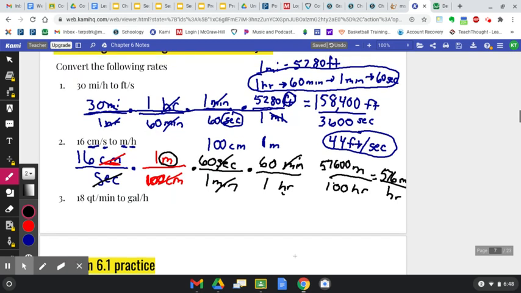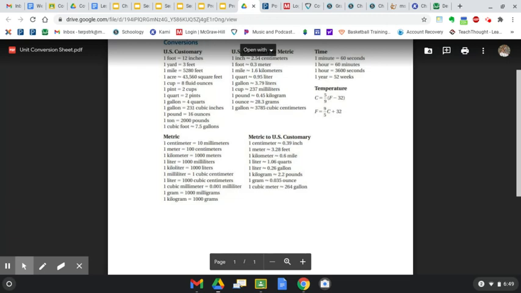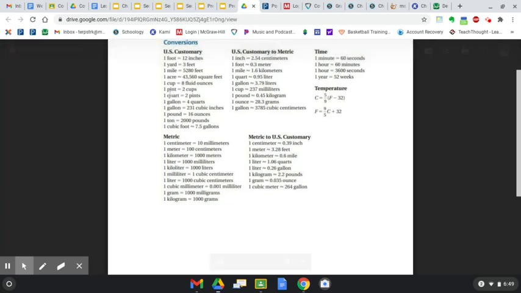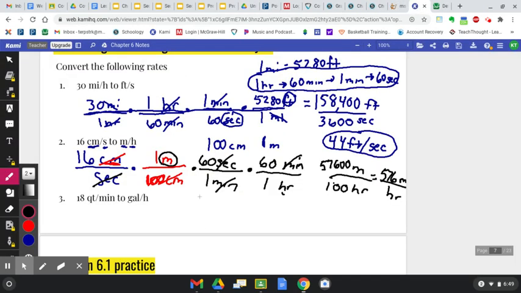Last one here, 18 quarts per minute to gallons per hour, right? And if we go to our sheet, we need quarts and gallons. So we got right here, 1 gallon equals 4 quarts. So we're going to need to know there's 4 quarts in 1 gallon. All right, so we start with 18 quarts per minute.